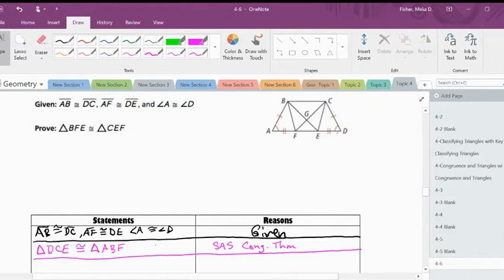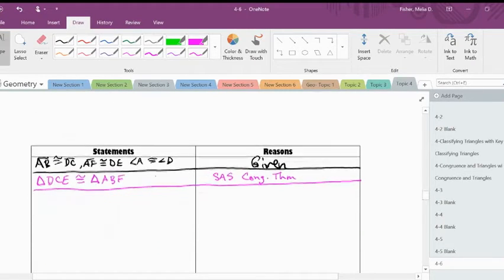From that information, we can now draw the conclusion that this line and this line are congruent because they're corresponding parts of congruent triangles. So let's say that BF is congruent to CE, and that is corresponding parts of congruent triangles are congruent, CPCTC.